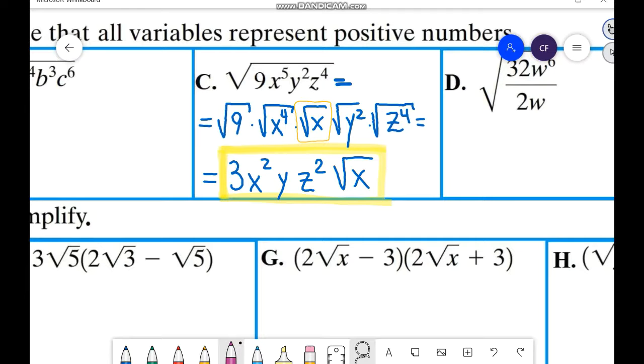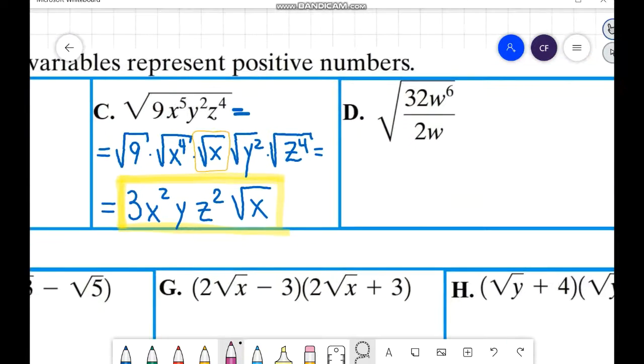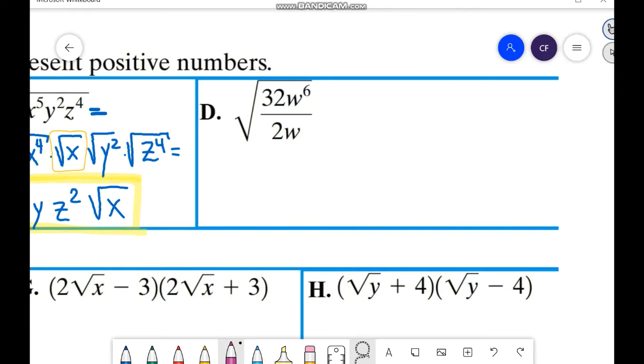Okay, now I think I'm not going to skip letter D. I think this one is interesting. Let's solve it. 32 divided by 2 is 16, we can simplify, and this W we can subtract from this exponent. See? So we can simplify the denominator, and this equals the square root of 16 times W to the 5.